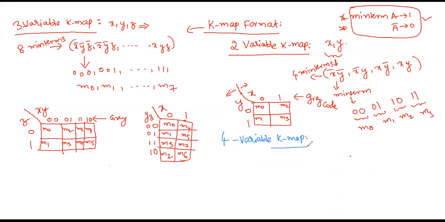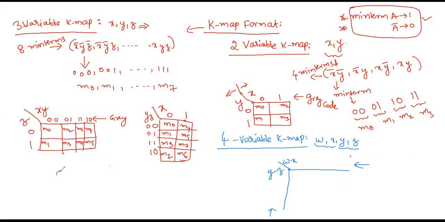With four variables, we have w, x, y, z. First we need to divide these variables at the corner, because with this corner only we can build the squares. So two variables are there, you can divide into two halves, wx is one half, yz is another half. Now, write down the two variable gray code at this side. Here also write the two variable gray code.